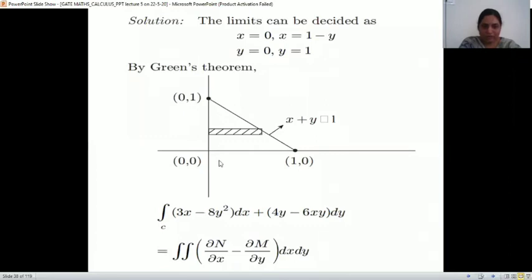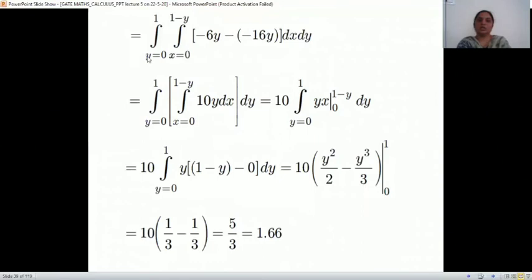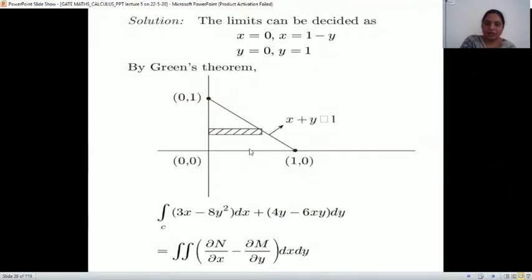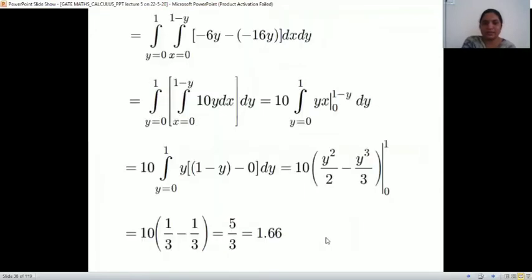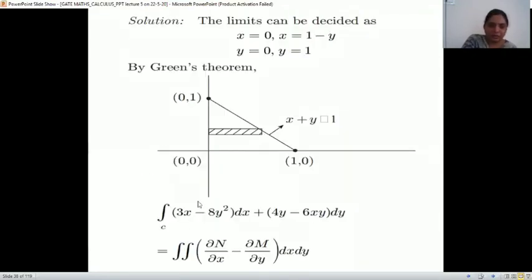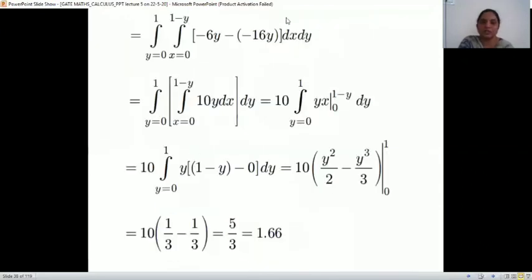And rotating the strip, we get the lower limit on this line is y is 0, and the upper limit is y is 1. So the integral is y from 0 to 1, x from 0 to 1 minus y, of ∂N/∂x, the derivative of N with respect to x, that is minus 6y, minus ∂M/∂y, the derivative with respect to y, minus 16y, dx dy. This is (16 minus 6) that is 10y dx dy.